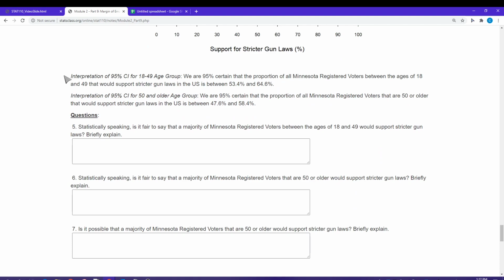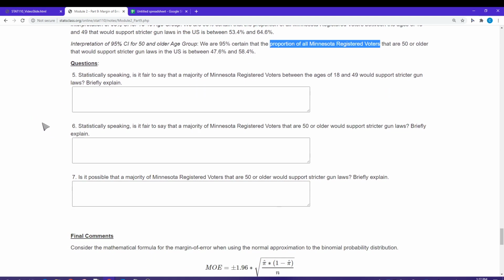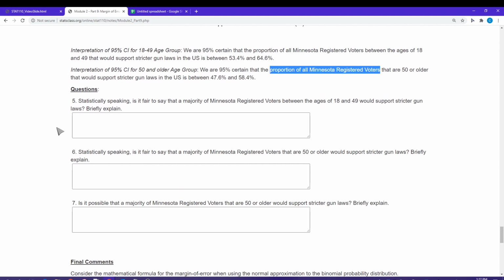Here are the interpretations for both of those intervals. Again, these are for the proportion of all Minnesota registered voters. I'll go ahead and hit pause here and let you answer these three questions.